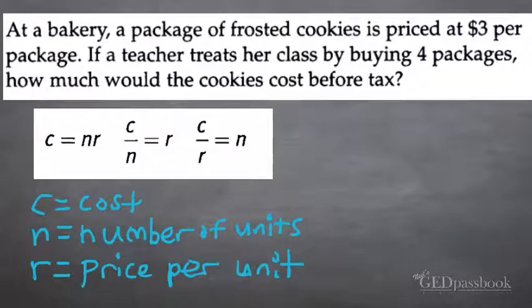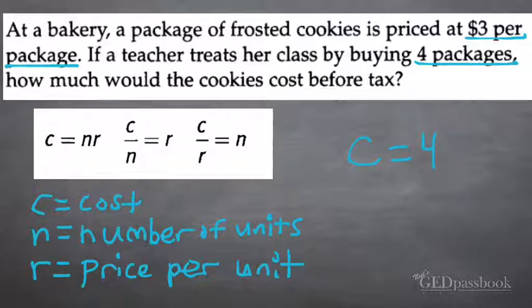So let's go look for our number of units and price per unit. Well, at a bakery, a package of frosted cookies is priced at $3 per package, right? If a teacher treats her class by buying 4 packages, how much would the cookies cost before tax? Well, do we know what our number of units is? Number of units means the number that you're buying, the amount, pretty much. So we have our 4, right? What about our price per unit? $3.